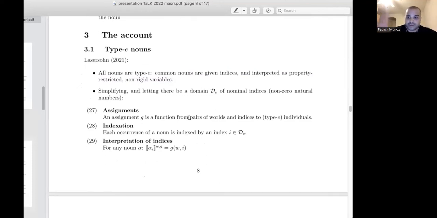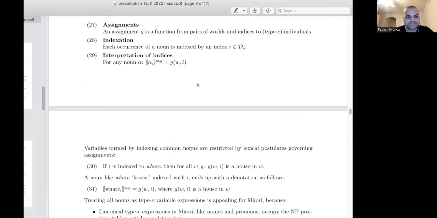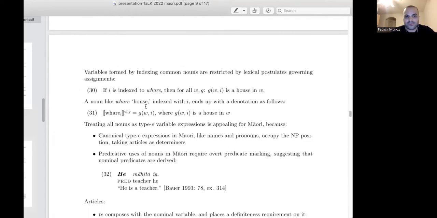They map not indices, but pairs of worlds and indices to individuals. Every noun is given an index, and for any noun indexed with an index, it just gives you back the variable at the world. So you can then govern the nouns with lexical postulates saying things like, if an index is given to fare, house, the variable it introduces has to be a house at the relevant world.